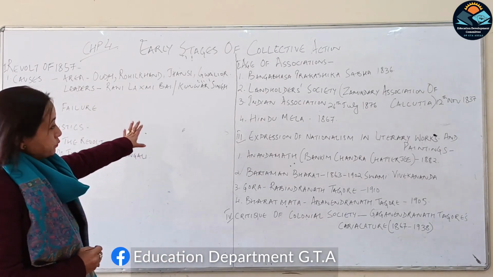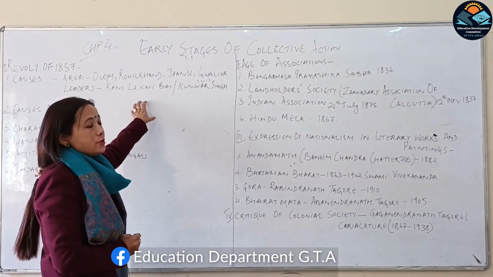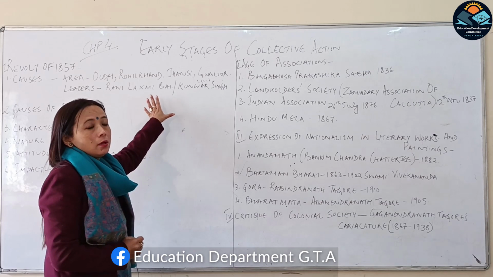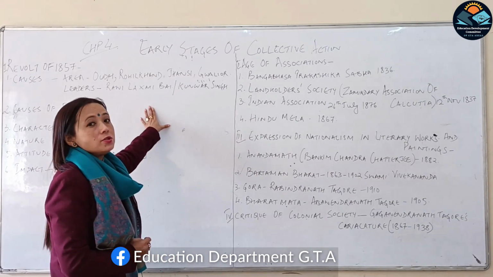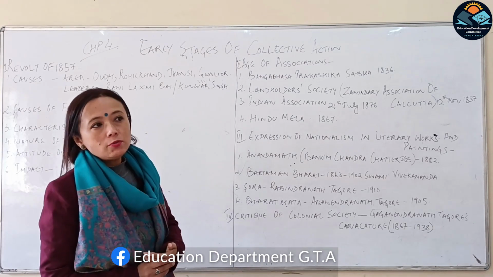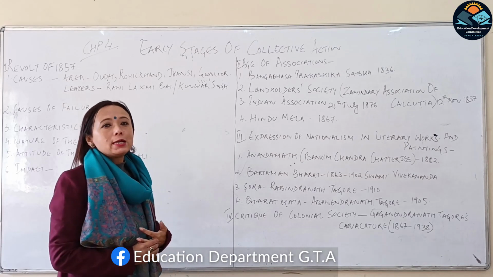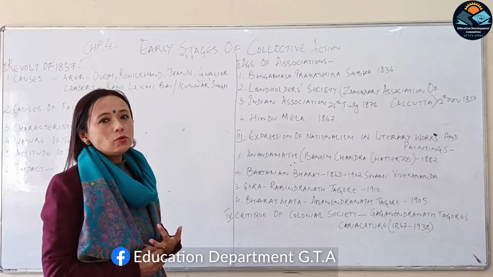Now, how did it start? The revolt of 1857 is also called the Sepoy Mutiny. Why is it called the Sepoy Mutiny? It is because it started from the sepoys. It was the sepoys who began the mutiny.